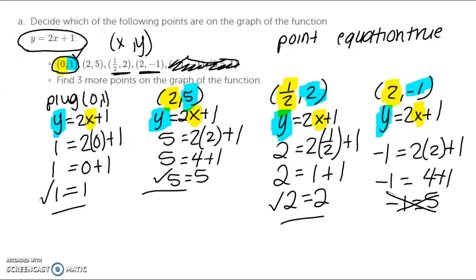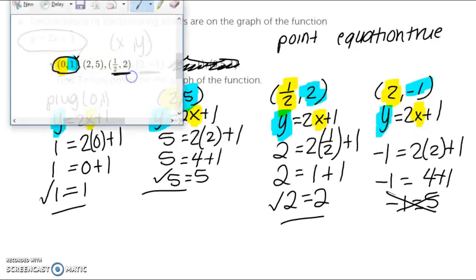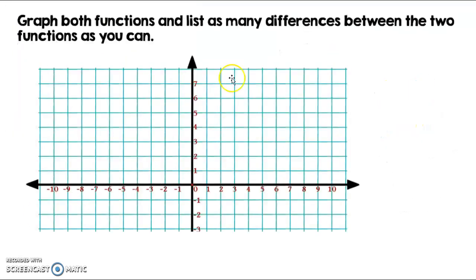So let's go ahead and I'm going to actually snip these 3 points real quick. And we're going to move over to the graph. So you'll want to go 2 slides over, and we're going to graph these points and kind of check out what's going on here. So I'm going to graph 0, 1. So I go over 0, up 1, there's that point. Over 2, up 5, there's that point. And over 1/2, up 2. That's my 3 points.